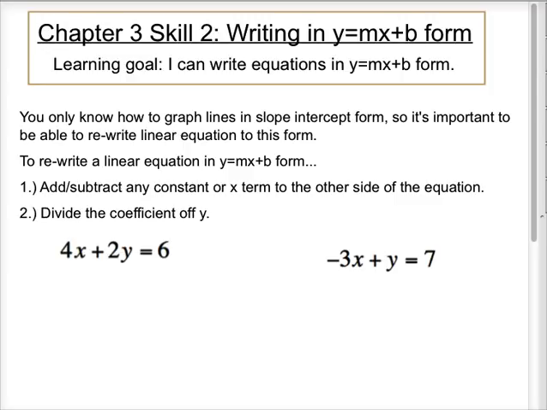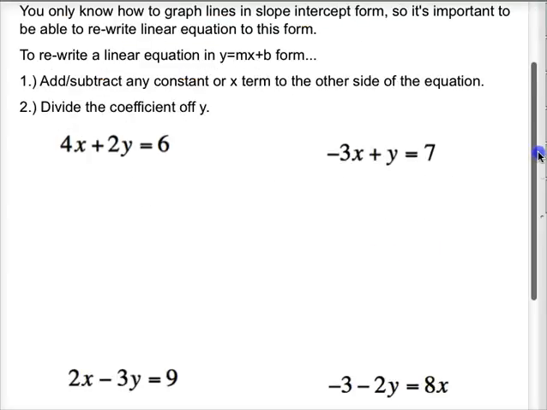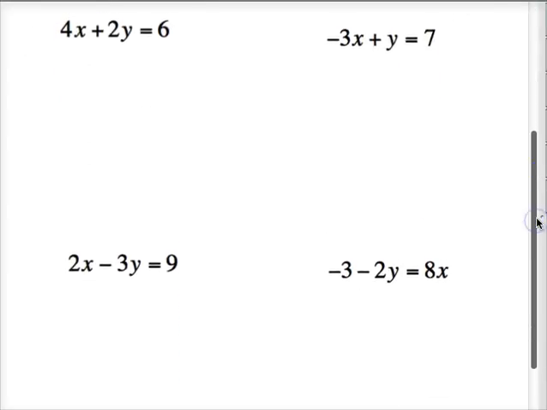And the way that we do that is we start by adding and subtracting anything away from our y term. And then we divide by the coefficient of y. So what I mean when I say that is look at this first example. 4x plus 2y equals 6. First step, I need to add or subtract anything away from the y term. So that means I have to subtract off this 4x.